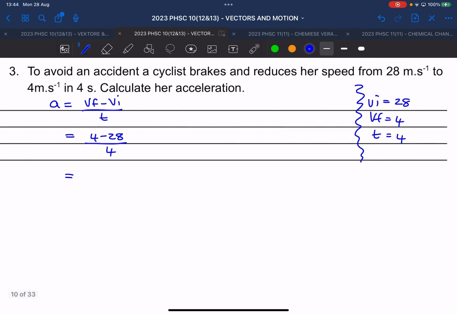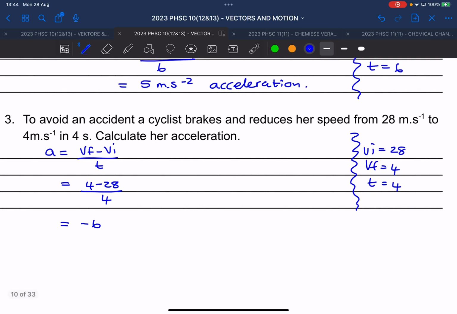And what do you get? In your head. -6. Okay, now what does the negative mean? Decelerate, slowing down. To avoid an accident, she slows down. So it should be negative. But in science, we never leave our answer in the negative. Never, never, never. So you're going to say, this means 6 meters per second squared deceleration.